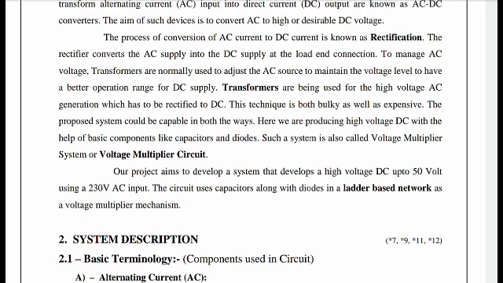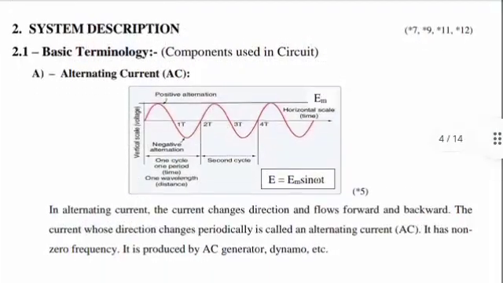Such a system is called a voltage multiplier system or voltage multiplier circuit. So our project aims to develop a system that develops high voltage DC up to 50 volt using a 230 volt AC input. The circuit uses capacitors along with diodes in a ladder based network as a voltage multiplier mechanism. We will see components used in the circuit.